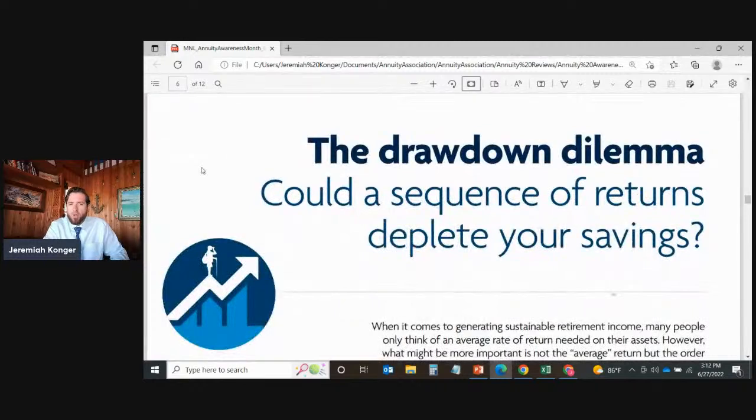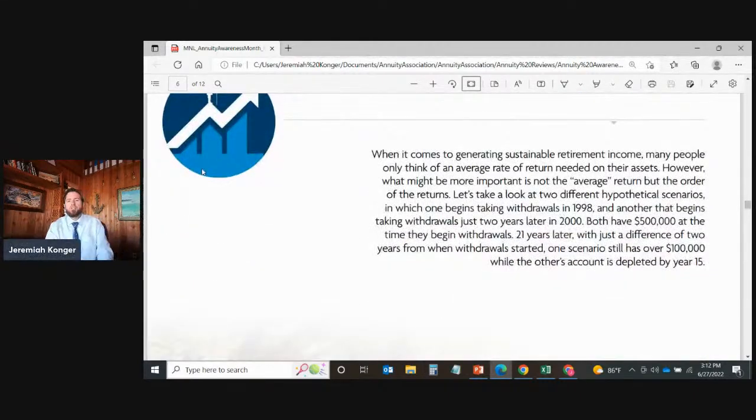So let's discuss the drawdown dilemma. Could a sequence of returns deplete your savings? When it comes to generating sustainable retirement income, many people only think of an average rate of return needed on their assets. However, what might be more important is not the average return, but the order of those returns.